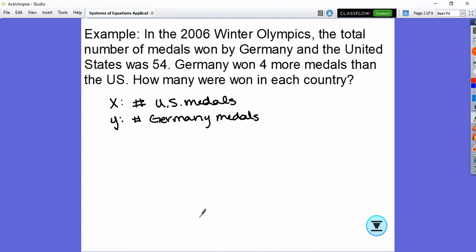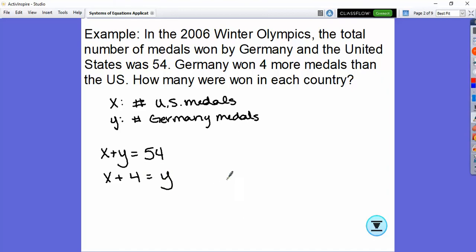All right, now I need equations. If I have 2 variables, I need 2 equations. Okay, if you had 3 variables, you would have to have 3 equations to be able to solve it. I know that the total number won was 54, so what would my equation be? And then I know Germany won 4 more than the US. X plus 4 is Y. 4 more than the US, that's X plus 4, is the number Germany won.